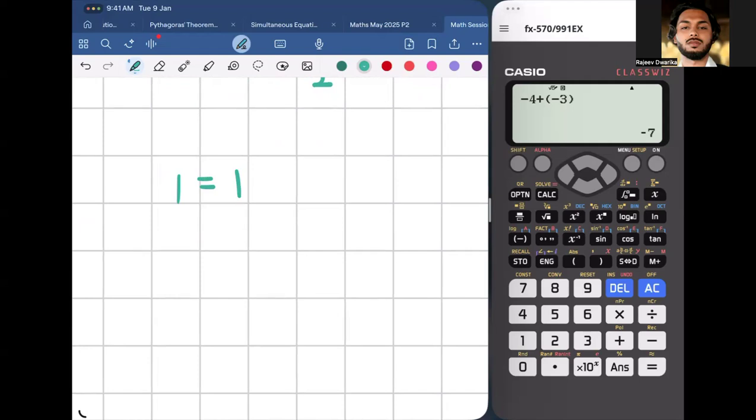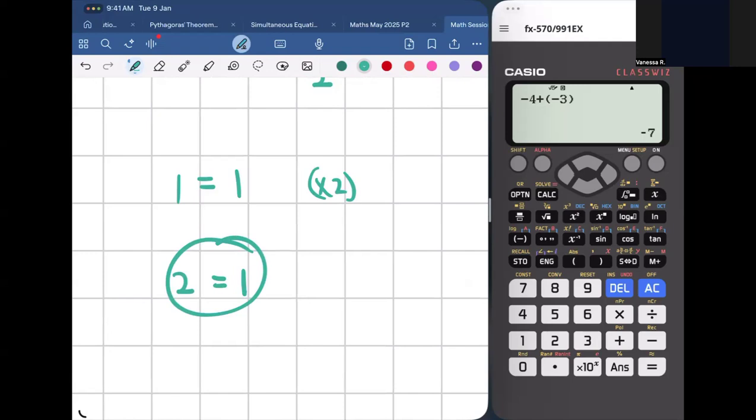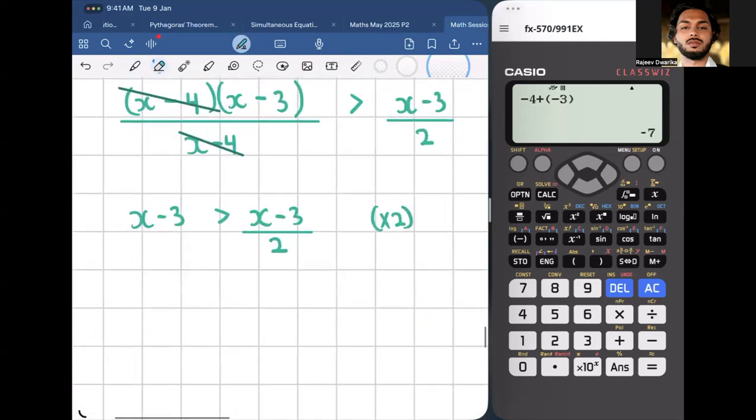It's not a trick question, I promise. Oh, but 1 is equal to 1 makes sense. Let's say we multiply by 2. If I only multiply the left-hand side by 2, is it still an equation? Is 2 equal to 1? No. So if you do something on one side, you have to do it on the other side. And I promise it's not that complicated.